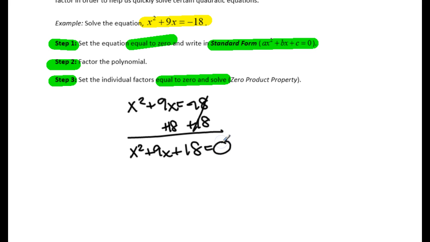This is the most important step to get started. Now remember, I didn't add 18 to anything because there's no x here. I can't add it with this or this. They're not like terms, so I just list them.